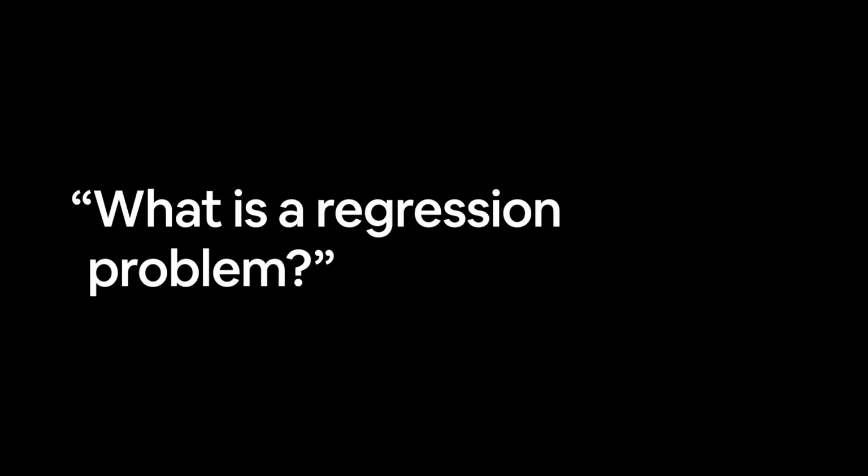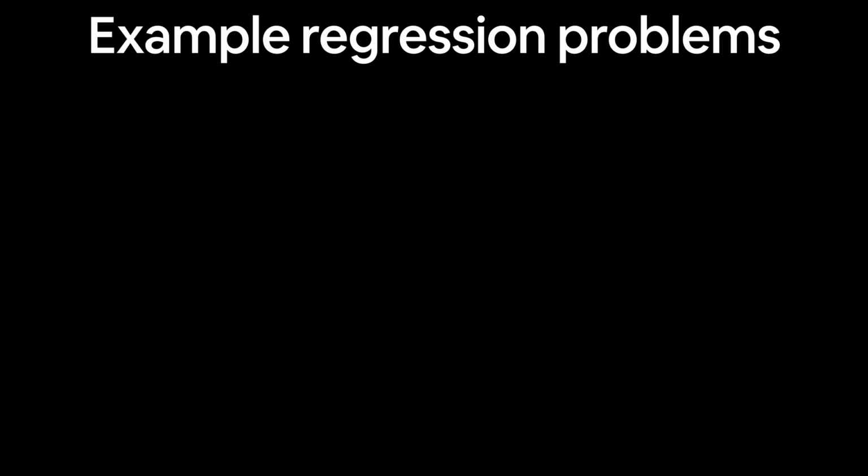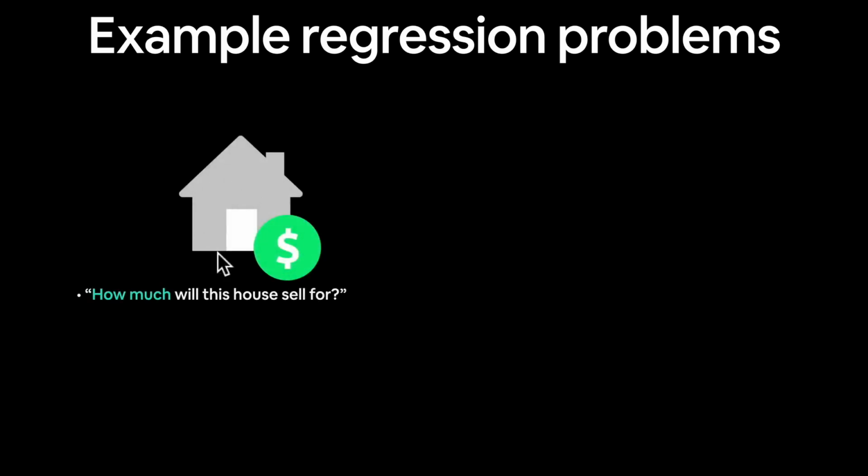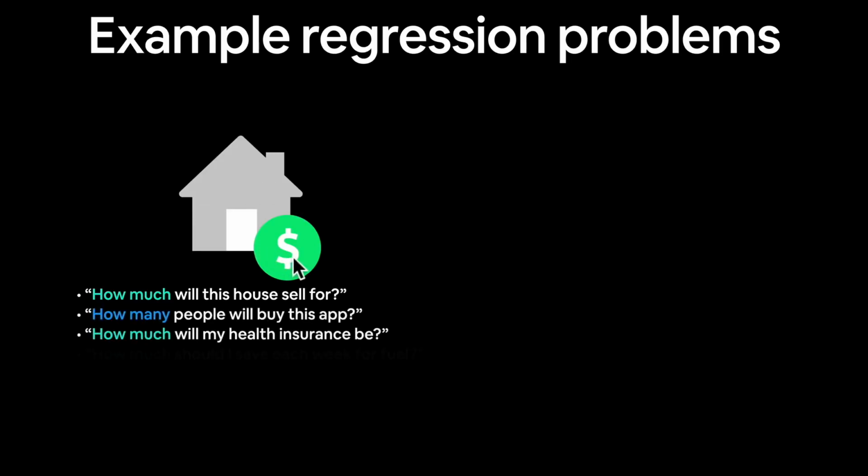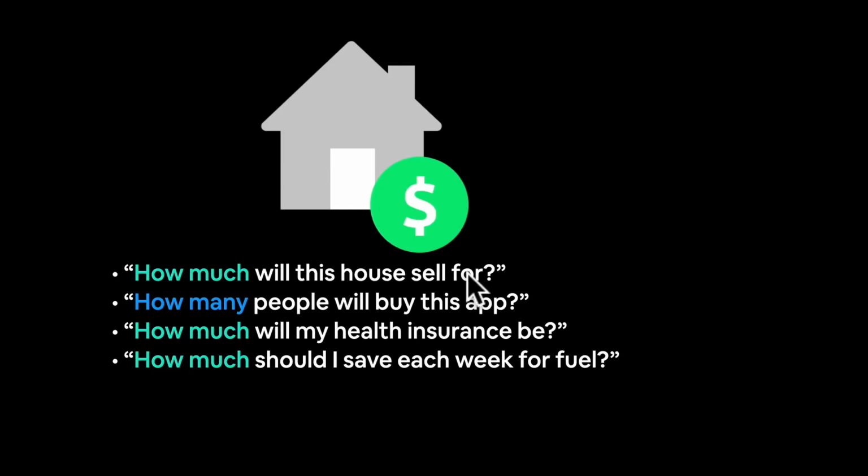Now, with that being said, if we're going to do neural network regression with TensorFlow, you might be thinking, what is a regression problem? So let's have a look at a couple of examples of what regression problems are. Here we go. Some example regression problems. Say we're trying to predict the sale price of a house we're interested in. So how much will this house sell for? If we've got a house down the street and we want to try and predict how much it's going to sell for, we might ask ourselves, how much will this house sell for?